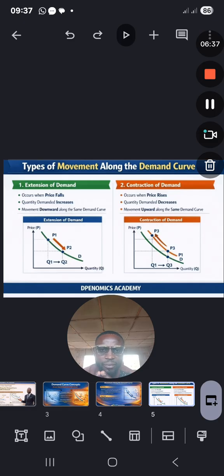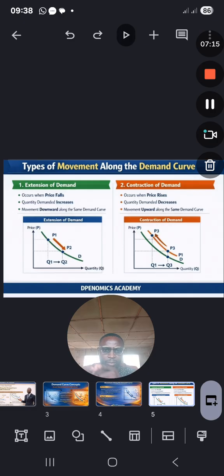Now, secondly, we have what we call the contraction of demand. Same way I explained, when the price of Coca-Cola increases from 200 to 300, instead of me buying the 5 bottles, I'll have to buy 2 or 3 bottles because of the increase in price. And when there is a price increase, the quantity demanded decreases, and this will cause an upward movement along the demand curve from point B to point A.